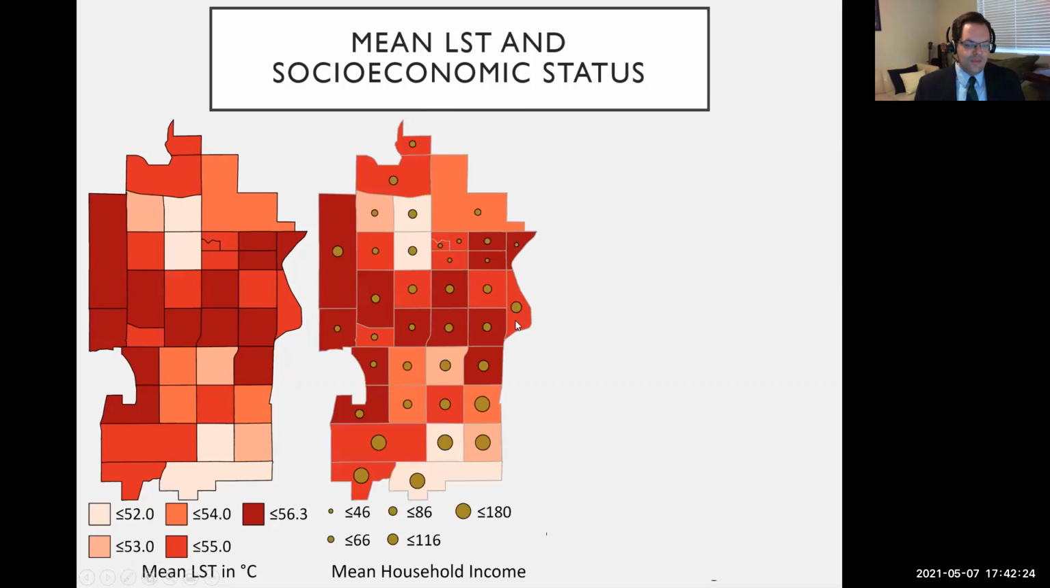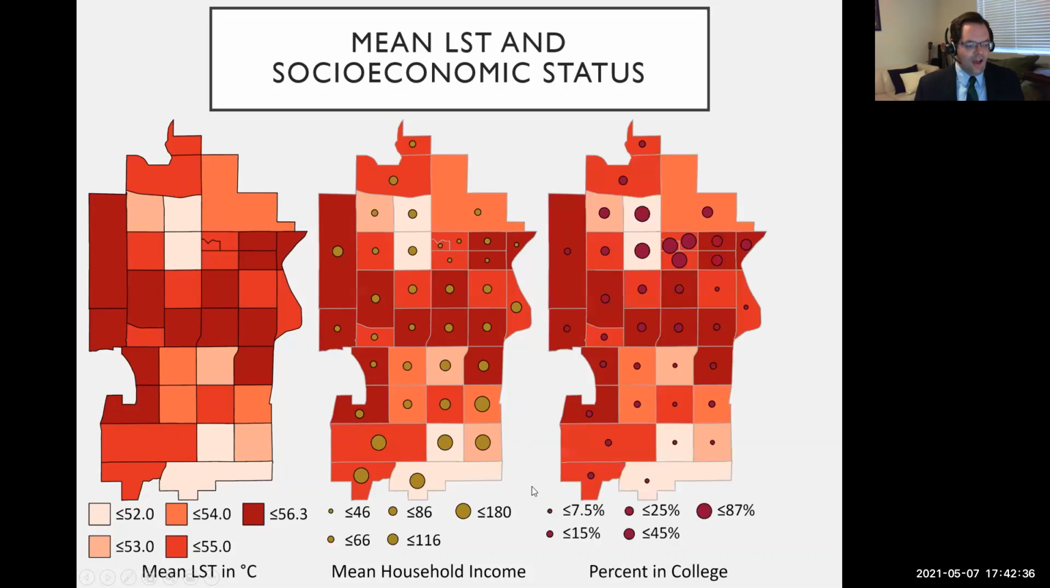The first was mean household income. You can see high mean household income in southeast Tempe and South Tempe, and generally you find that those are areas with lower mean land surface temperature. And then percent of the population in college, which tended to be high right around ASU rather predictably, and that was an area that had lower mean land surface temperature as well.